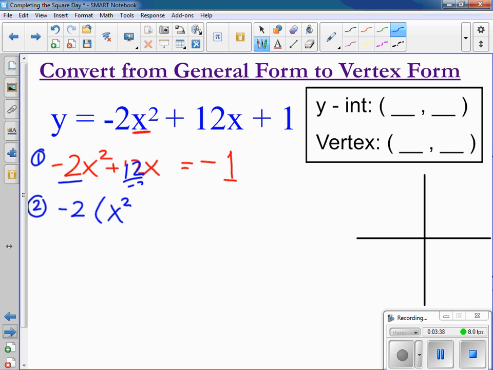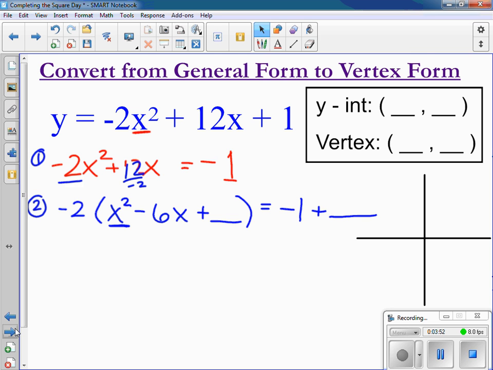12 divided by -2 is -6x. Now that I have just the x squared, I can write plus blank. Okay? And then on this side, I don't need to do anything except write plus blank. Okay? All right, now I can start the process.